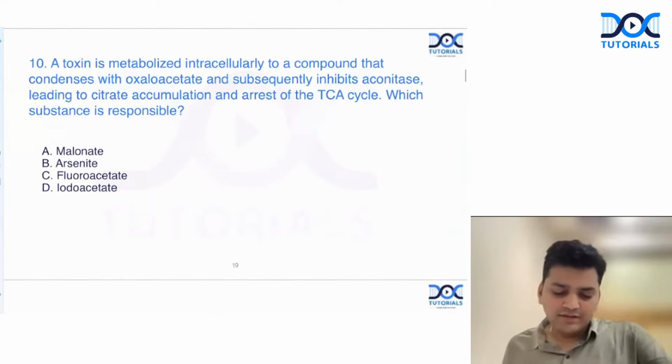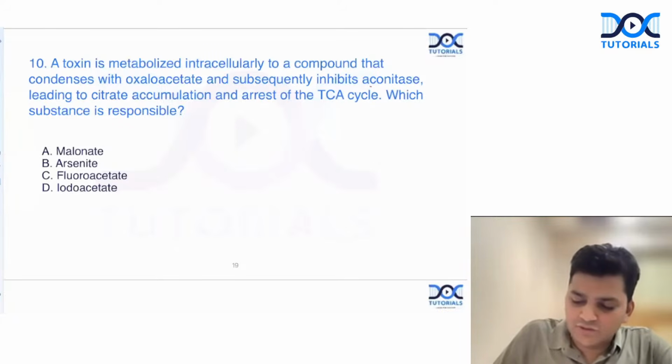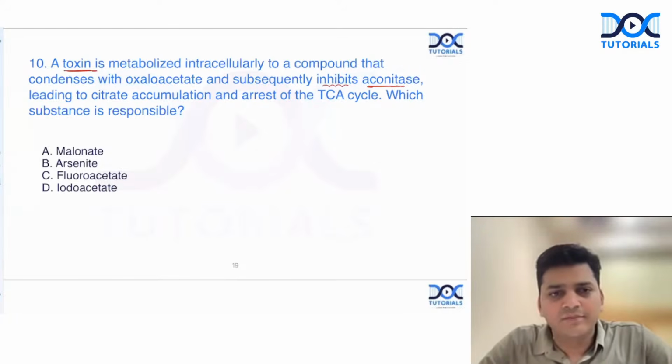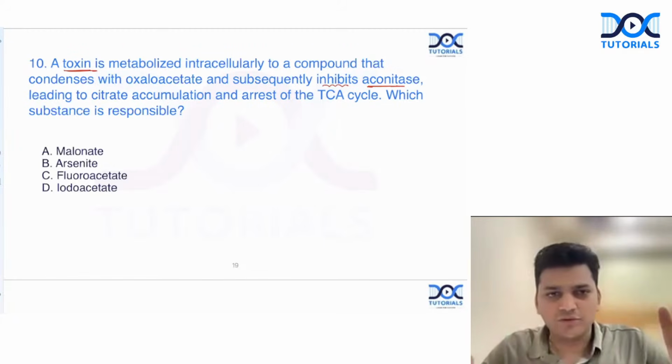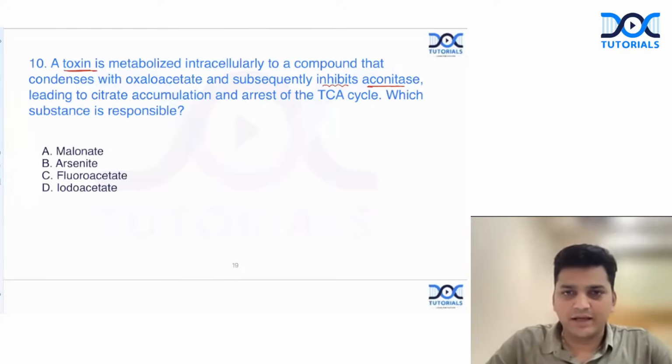The next is a toxin is metabolized intracellularly to a compound that condenses with oxaloacetate and subsequently inhibits the aconitase enzyme. So basically, they're asking a direct question: which toxin inhibits aconitase? This is the question actually. The remaining thing is just to confuse you. There are three inhibitors we have discussed in the Krebs cycle.